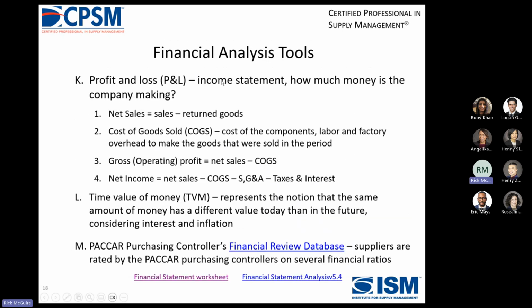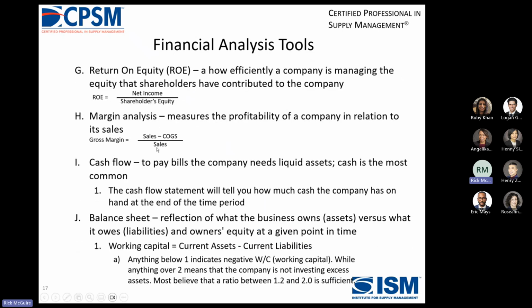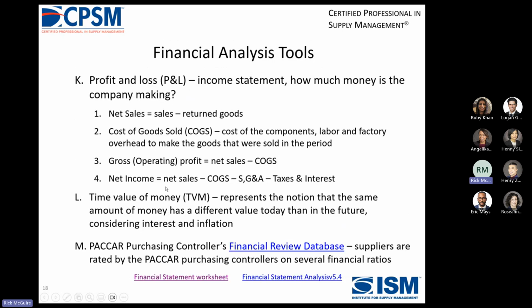Profit and loss, P&L. You'll hear that a lot with us. Income statement: how much money is the company making for the period? Net sales, the sales minus returned goods. Cost of goods sold, the cost of the components, labor, and factory overhead to make the goods. So everything that goes into actually making what you're selling. Gross profit is net sales minus COGS. So you've got gross margin, which is a percentage, sales minus COGS divided by sales, and then you've got gross profit, which is net sales minus COGS.